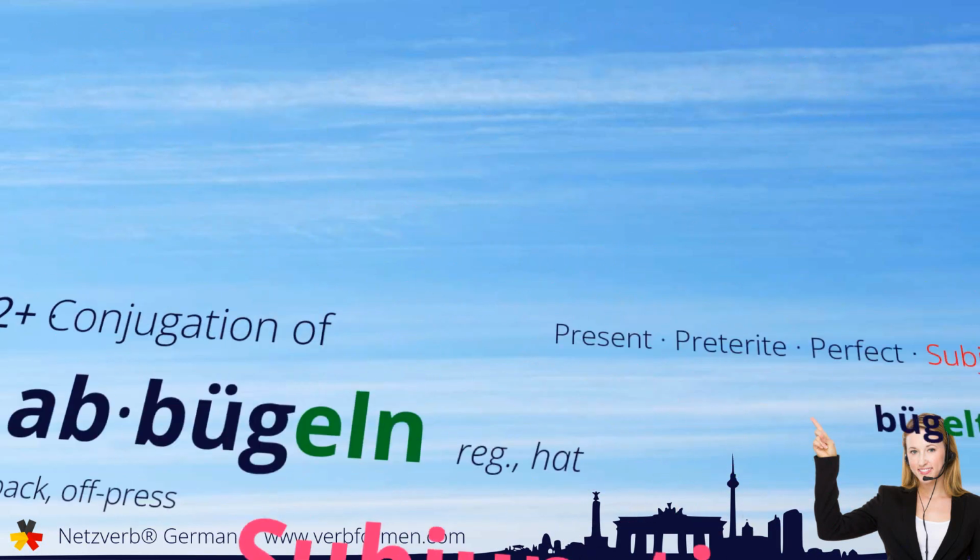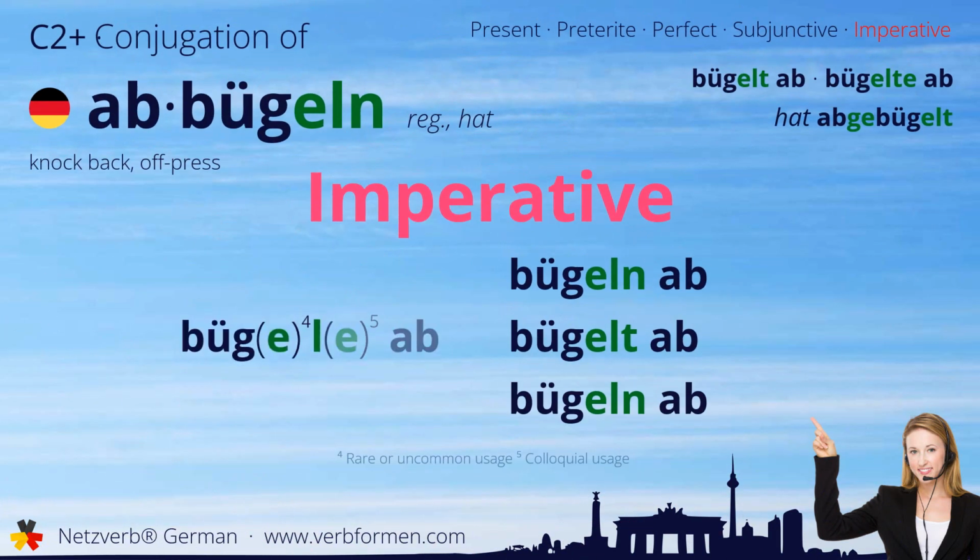And finally, we'll cover the imperative. Bügele ab du. Bügeln ab wir. Bügelt ab ihr. Bügeln ab sie.